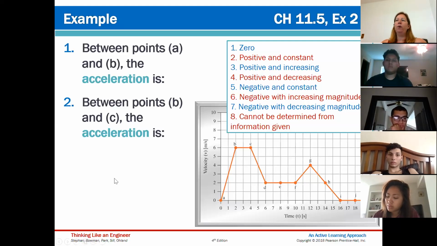And then between points B and C, what is our acceleration? How would we describe that? 1 through 8. Zero. I'm seeing a lot of 1s pop up in the chat. Great.